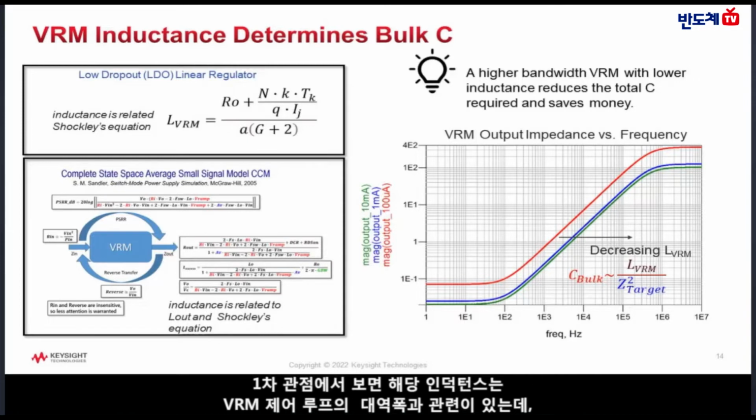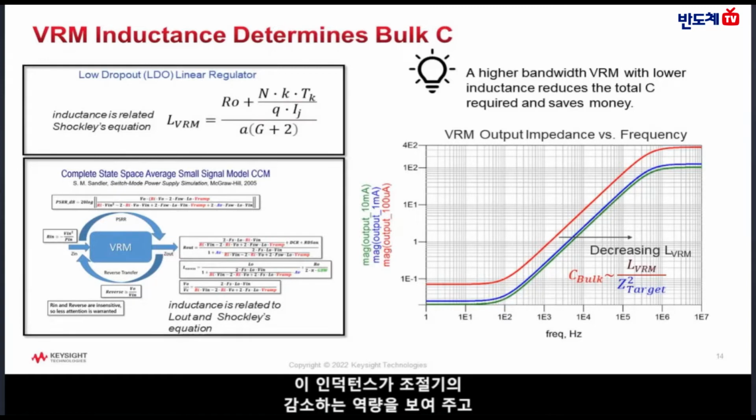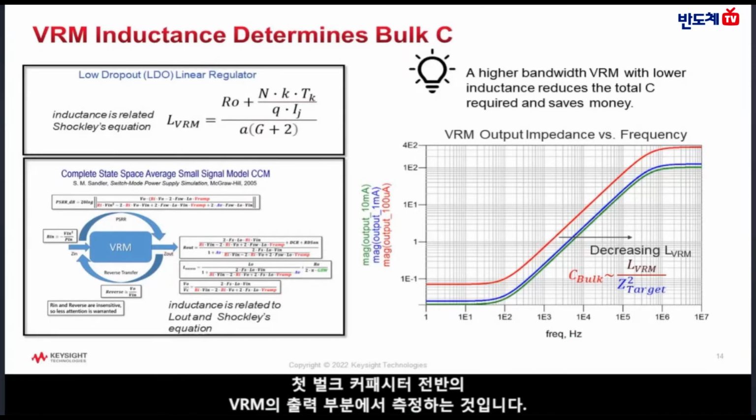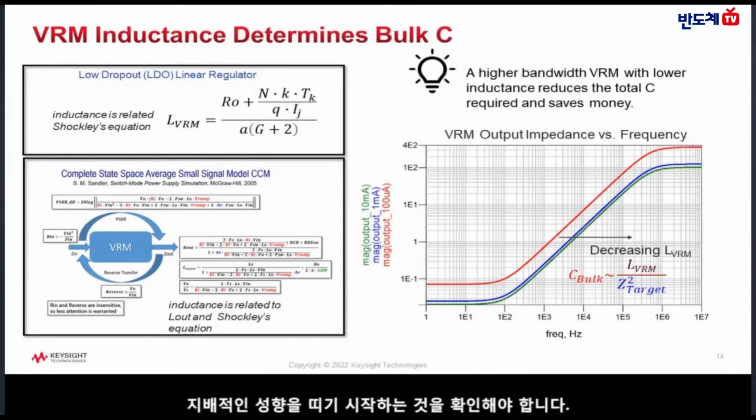To first order, the inductance is related to the bandwidth of the VRM control loop, since it is this inductance that shows the decreasing ability of the regulator to keep up with the regulation as the frequency of the load increases. The best way to determine this active inductance is simply to measure it at the output of the VRM across the first bulk capacitor. If this inductive slope is not visible in the measurement, then it is often necessary to reduce some of the bulk capacitance to see this inductance start to dominate in the measurement.